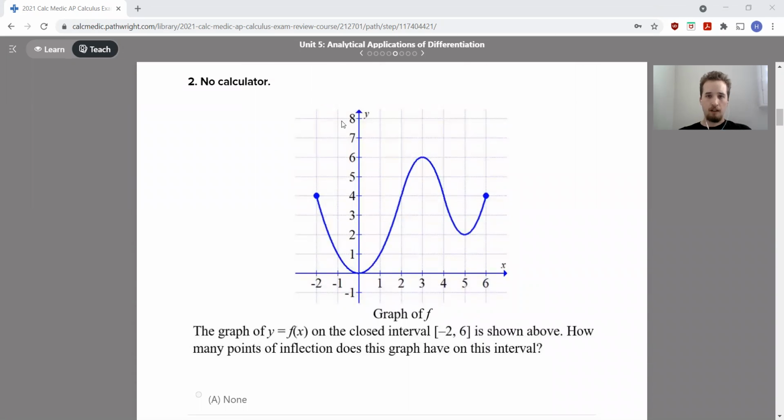Okay, here we go. On y equals f of x in the closed interval [-2, 6], how many points of inflection does this graph have on the interval? Okay, points of inflection is where a graph changes concavity. Well, this is what we're going to use to solve this problem here.